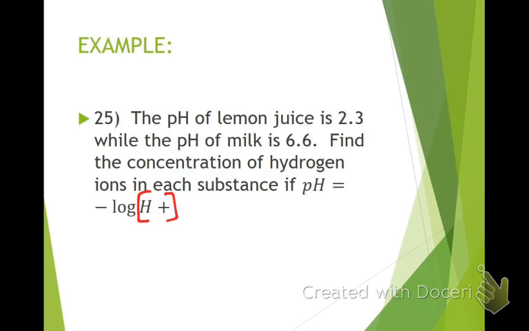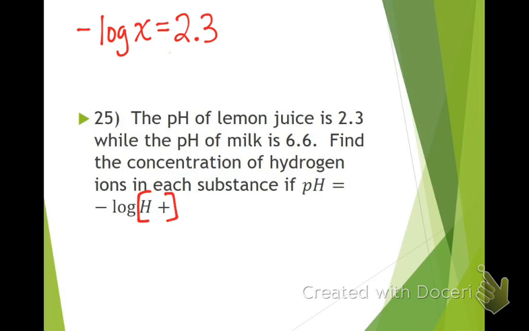We're going to plug in what we know and then solve using some of the same methods we were using earlier. So let's do the lemon juice up at the top. What was the pH of the lemon juice? 2.3. So negative log. Since we don't know the hydrogen concentration, what could I put there? If I don't know something, x, trying to solve for it. Doesn't have to be an x. It could be some other variable.